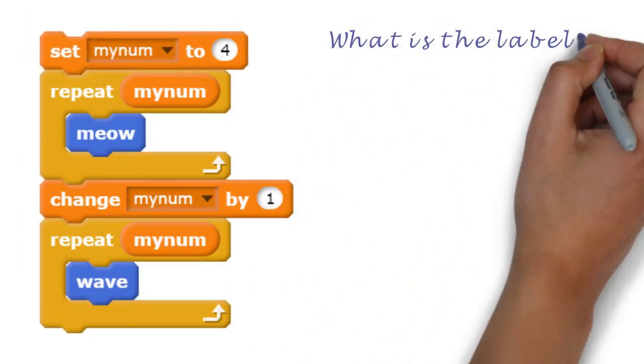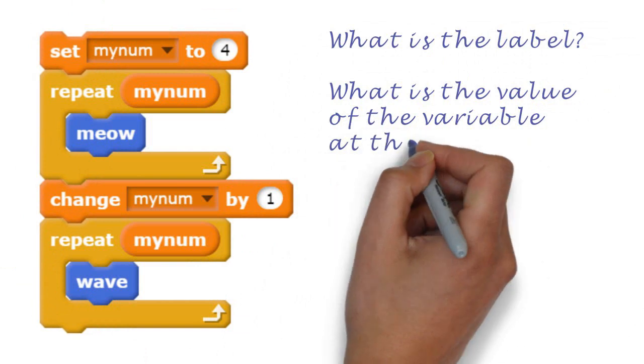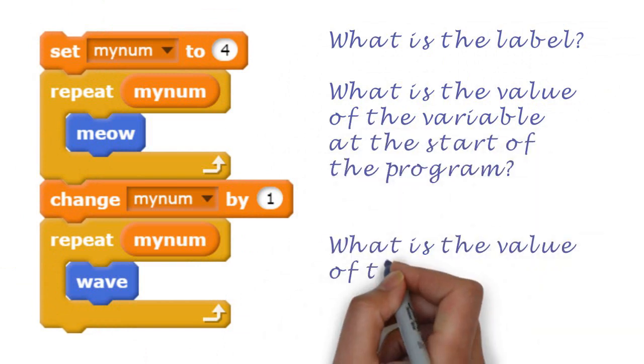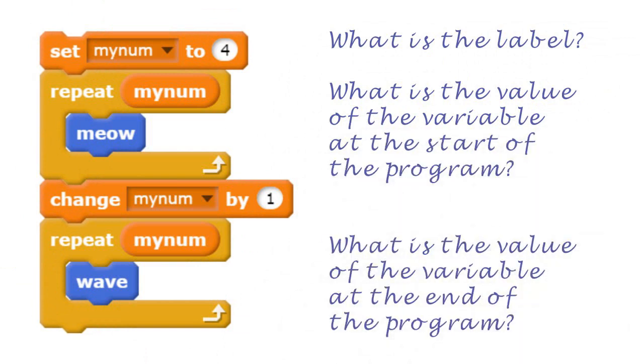What is the label? What is the value of the variable at the start of the program? What is the value of the variable at the end of the program? Well done. The label is mynum. The value at the start is 4 and the value at the end is 5 because it has been changed by +1.